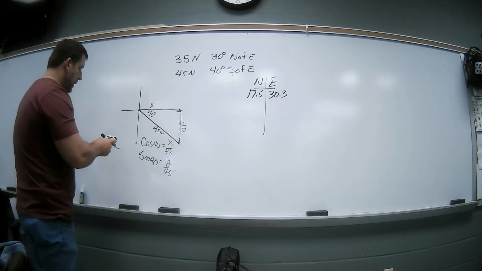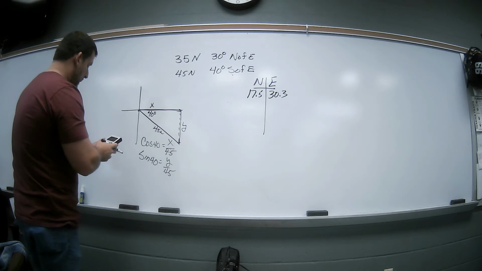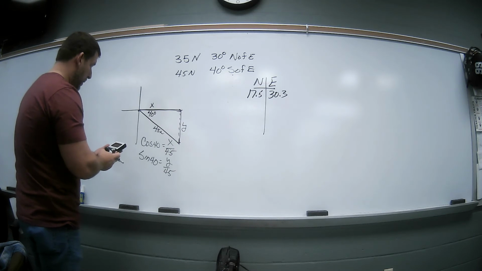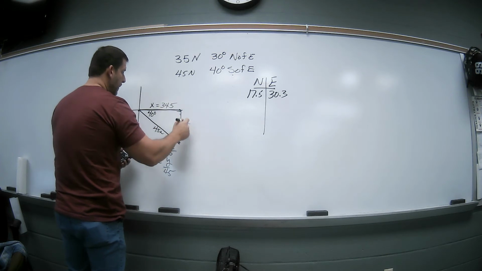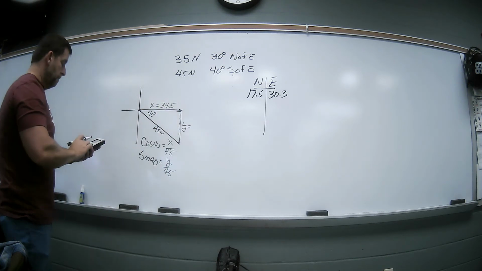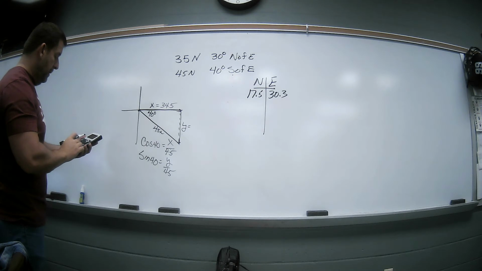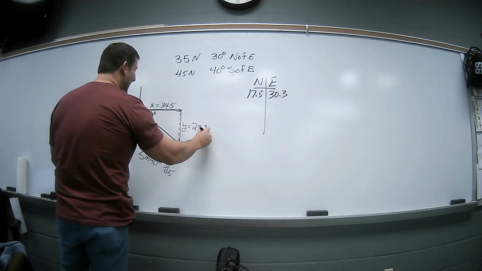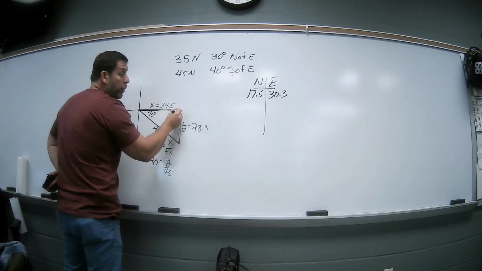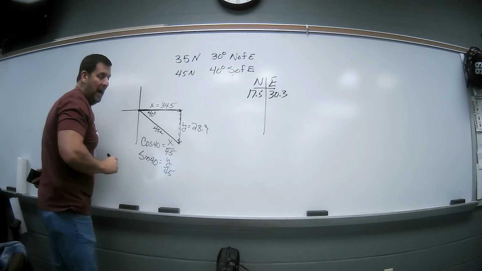Now watch what I get here. My cosine is cosine of 40 times 45. So I find my X component to be 34.5. My Y component, I've got to do it by hand, sine of 40 times 45. And look at this, now this is 28.9. Now watch this, this goes to the right, and then this goes downward.